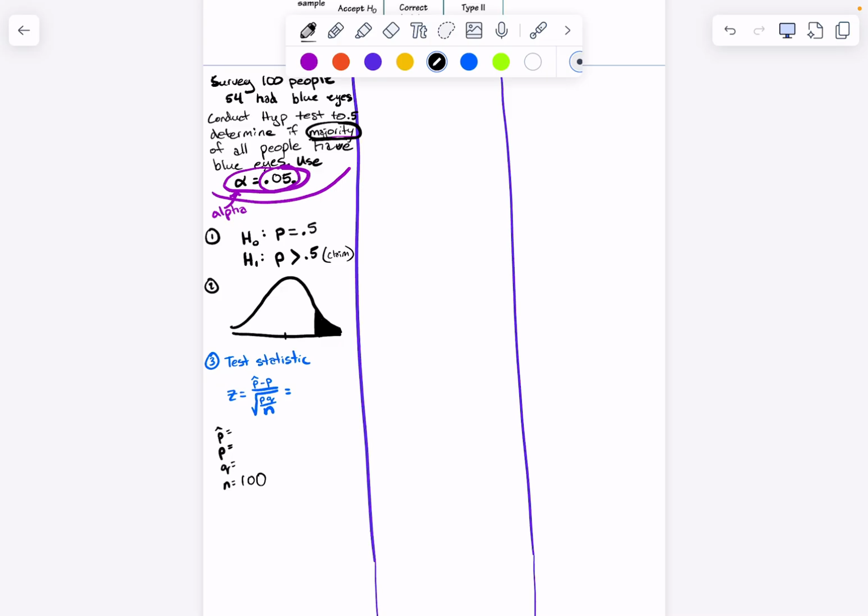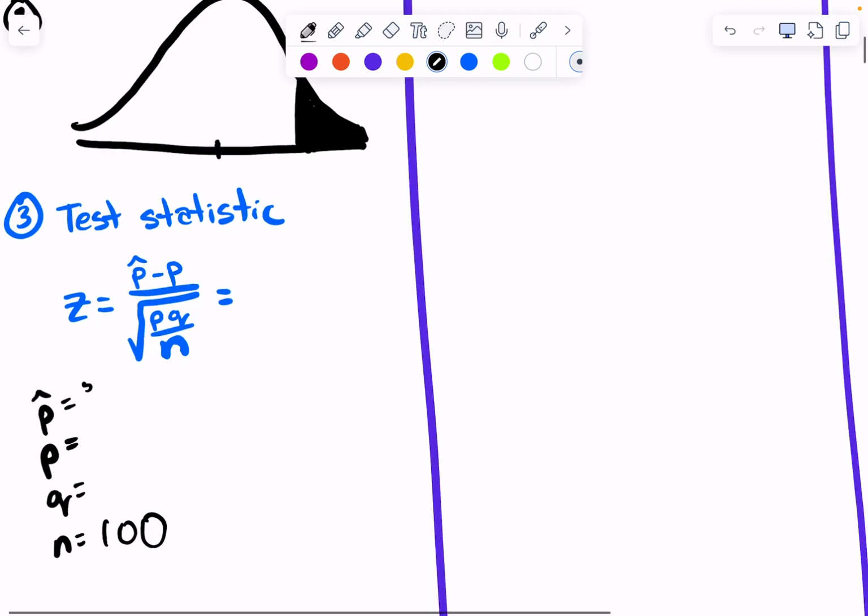You're close. It's going to be P hat, but it's going to be 54 over 100, right? So 0.54 is my P hat, okay? Now, we don't have to do Q hat, right? Just P and Q, got it? So we don't have to do like 0.46. That's not Q hat. We don't need Q hat, right?